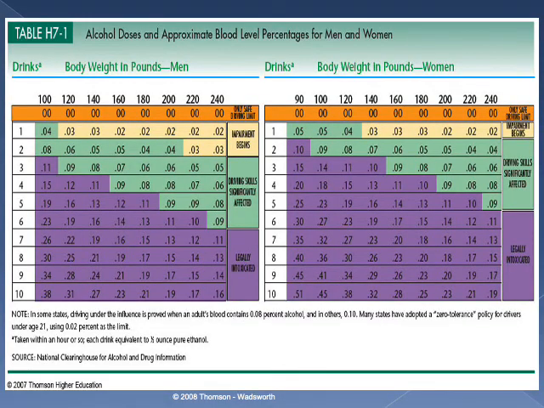This table shows alcohol doses and approximate blood level percentages for men and women. So you can look at the chart for a male or female and look at the body weight and then the number of drinks per hour someone would take in, and determine the approximate alcohol blood level that person might be at. And again, this is theoretical, so it might not always be exact as what the chart would show.